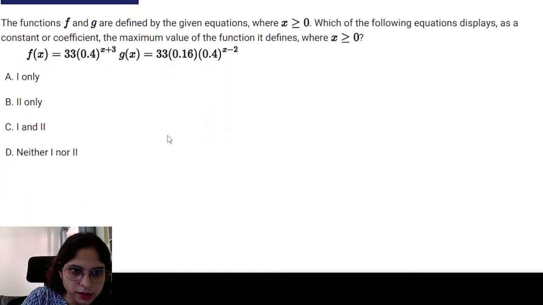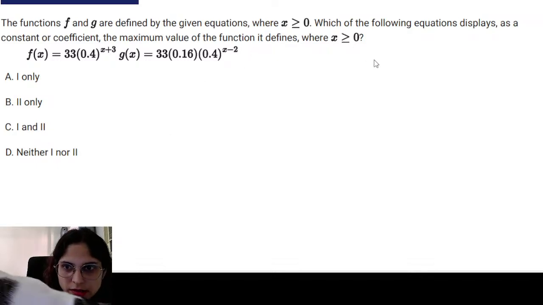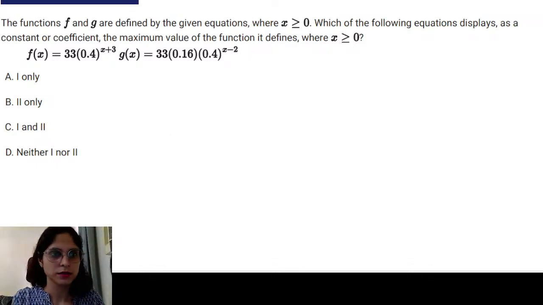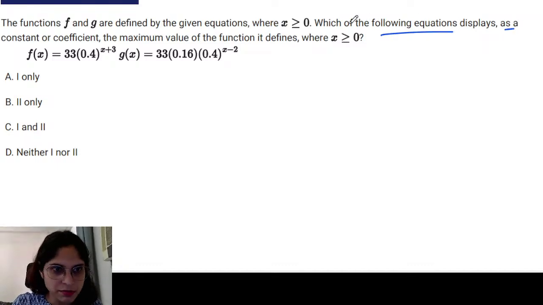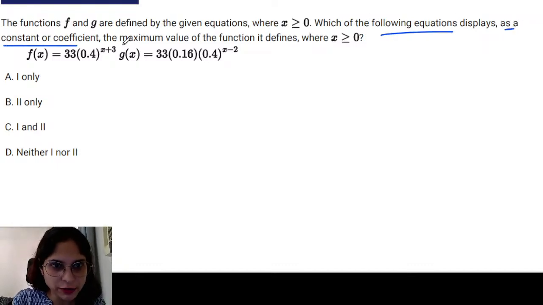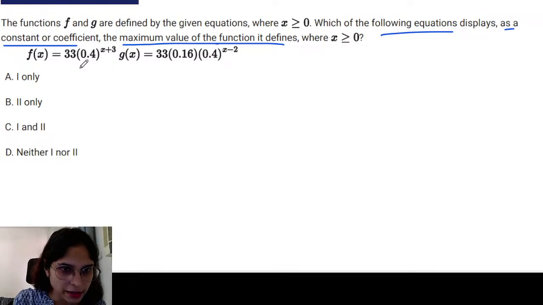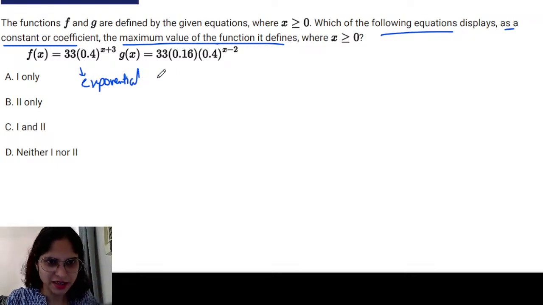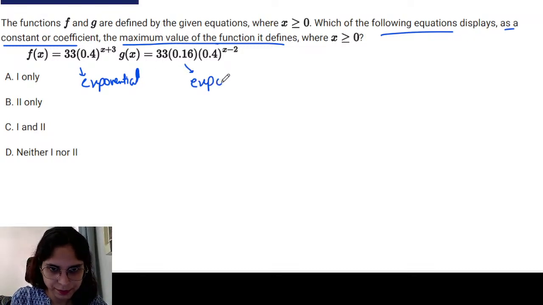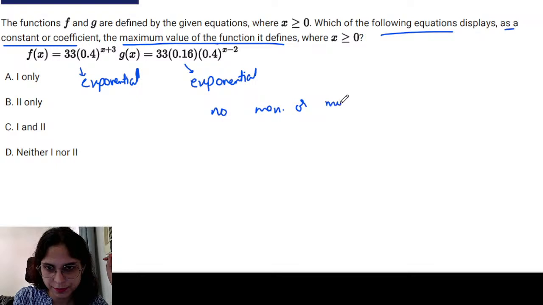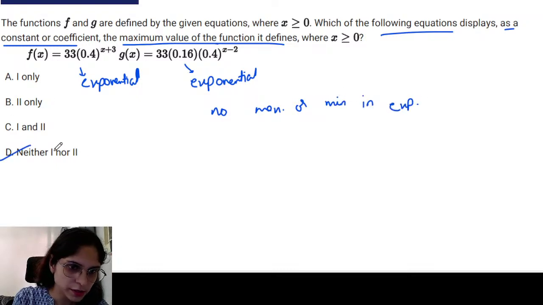Alright, f and g are given equations, x is greater than or equal to 0. Which of the following equations displays as a constant or coefficient the maximum value of the function? It defines, and this is also exponential. So I told you before, there is no maximum or minimum in exponential. The answer is neither one nor two.